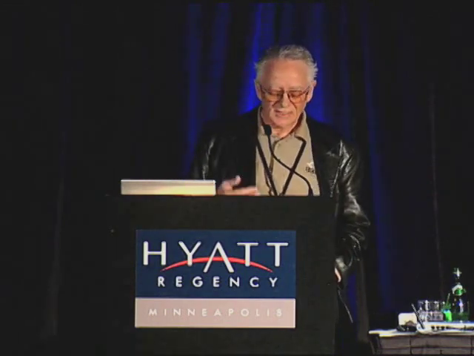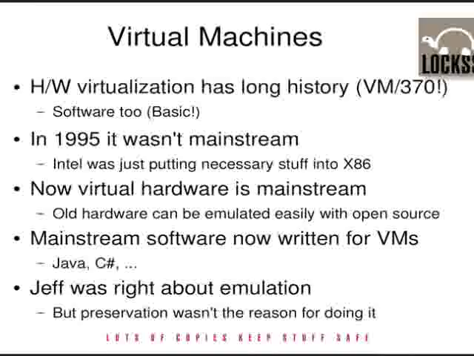So another important development, which can't really be said to have happened since Jeff's article, is virtual machines. Both for hardware and software, they have really a long history. But except in the mainframe space, hardware virtualization was not a mainstream technique. In fact, in 1995, it wasn't even possible to virtualize a PC because Intel hadn't quite gotten around to putting all the necessary bells and whistles into the CPU architecture yet. But now, virtual machines for both software and hardware are universal.